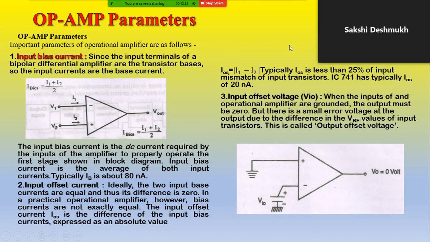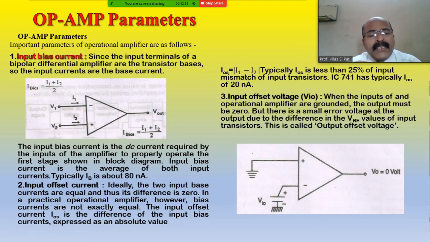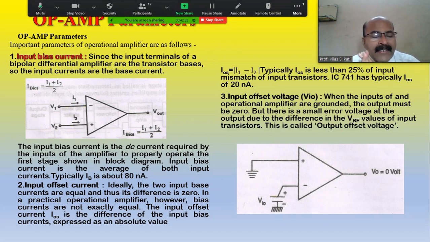Yes, sir. Okay. In the last lecture, we came to the operational amplifier parameters, or the parameters of the op amp simply. In those parameters, we studied three parameters, the first being input bias current. And we know that the input bias current is the mean of both the non-inverting and inverting currents.